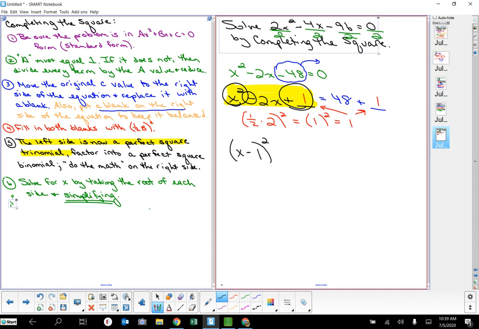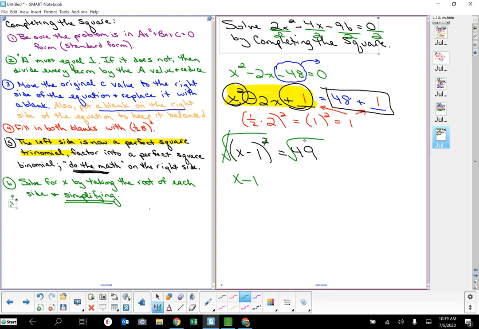All right, we factored the left side, and then do the math on the right side. Well, that would be this. So 48 plus 1 is 49. And now, step 6. Solve for x by taking the root of each side, right? We have a square. The opposite of square is to root. So the square and the root cancel each other.